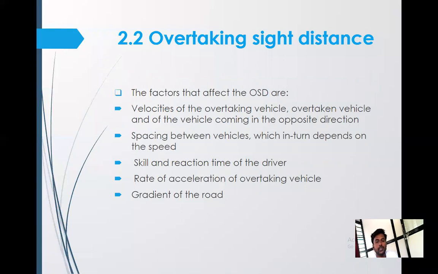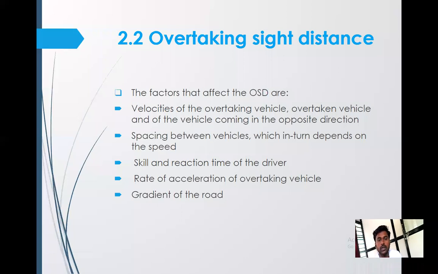Then the spacing between the vehicles depends on the speed. We should also know the spacing between the vehicles, and ultimately these spacings depend on the speeds of the vehicles. Then skill and reaction time of the driver. What is the skill of the driver and the reaction time of the driver? It is calculated by using PIEV theory. And generally, this reaction time is taken as 2.5 seconds.